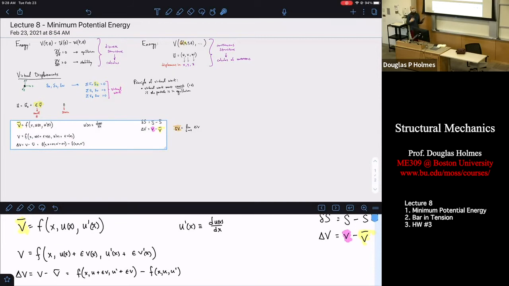We're doing the same thing we did last time. We took a functional. Last time it was an action, which depends on some trajectory. We perturbed that trajectory by adding a small function to it. Same thing here. We're taking a total potential energy, which is a functional. In this case, it doesn't depend on a trajectory. It depends on a displacement field. And then we've also said maybe it depends on first derivatives of our displacement field.